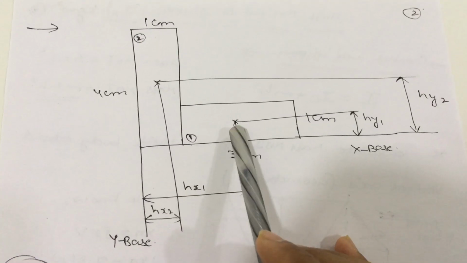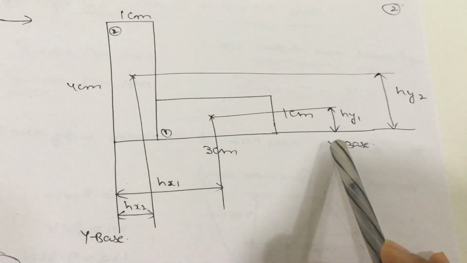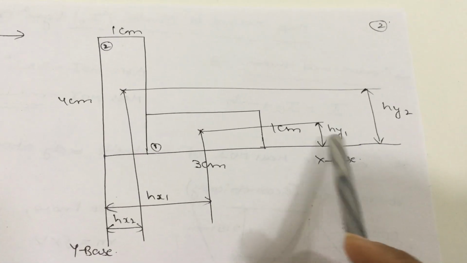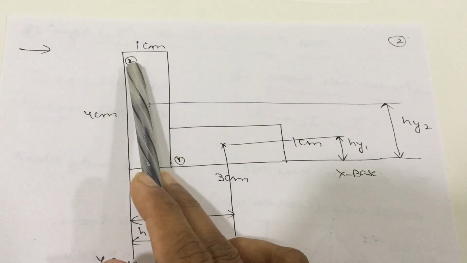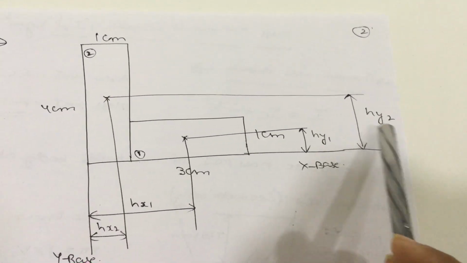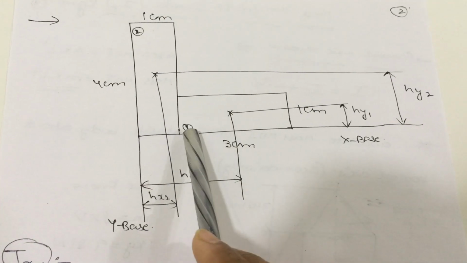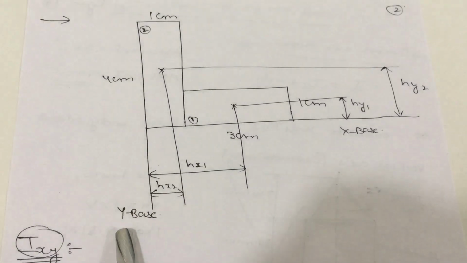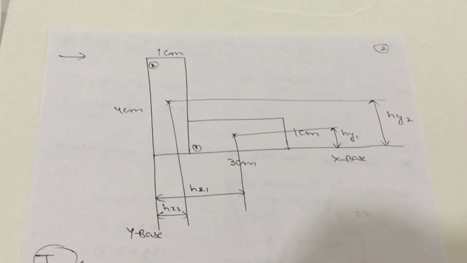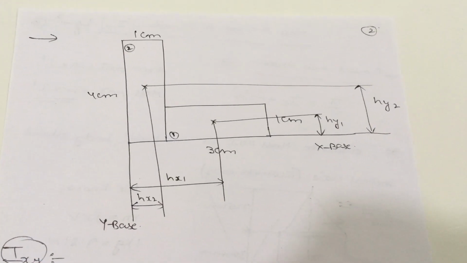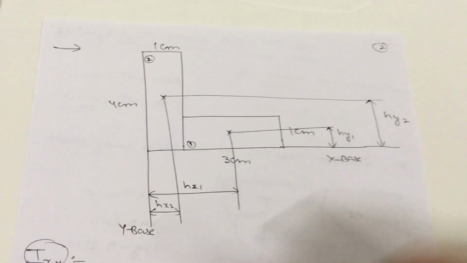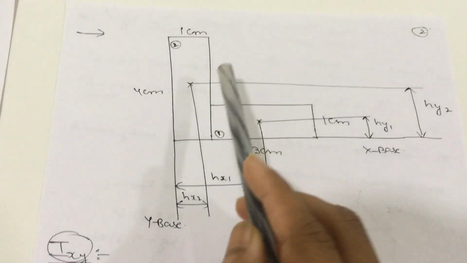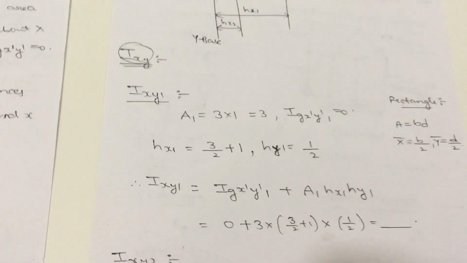So here for the first section, from the centroid point of the first section to the x base, hy1 distance. Next, from the centroid of the second section to the x base, hy2 distance. Next, from the centroid of the first section to the y base, hx1 distance. From the centroid of the second section to the y base, hx2 distance. So from this diagram we got the hx1, hx2, hy1, hy2 distances. So by using these distances we can calculate the ixy for the first section and ixy for the second section. Now we will see the procedure.